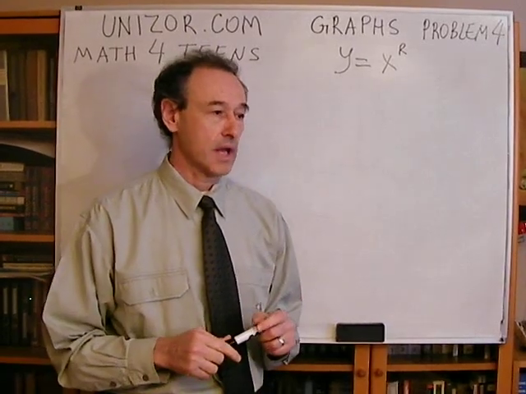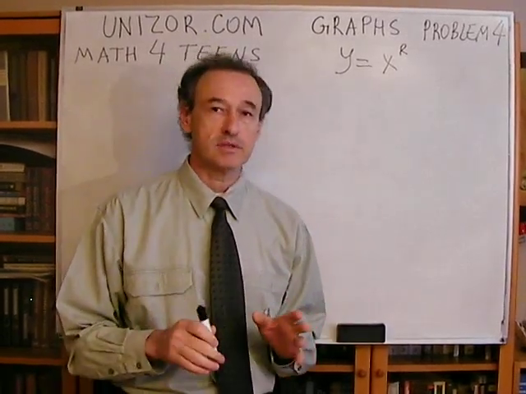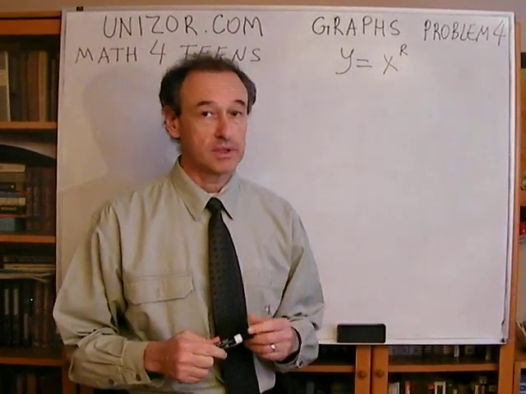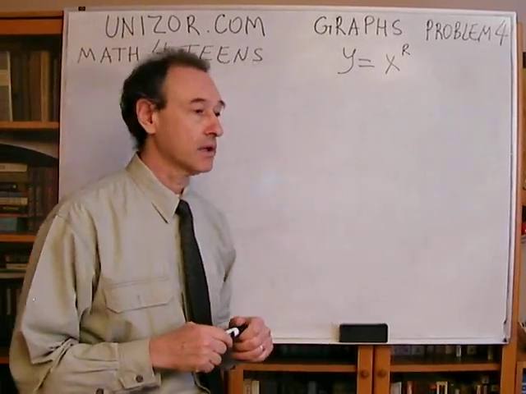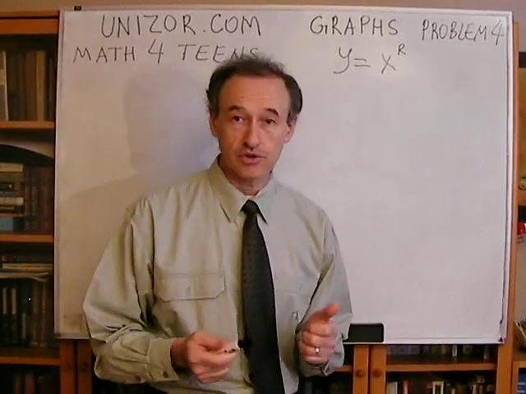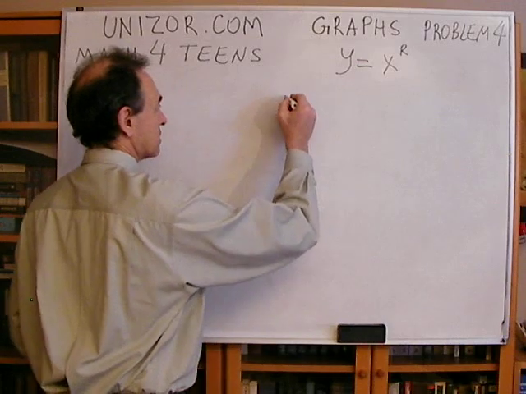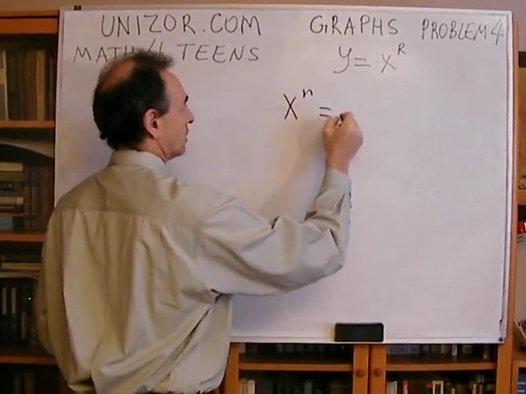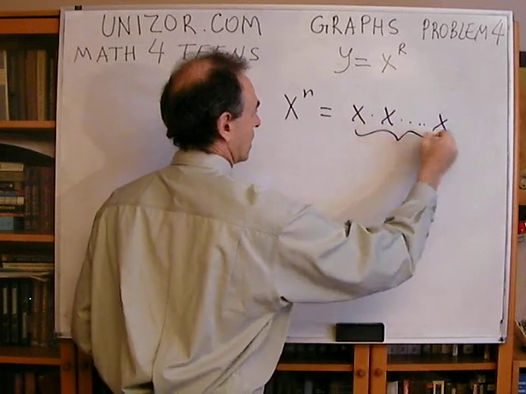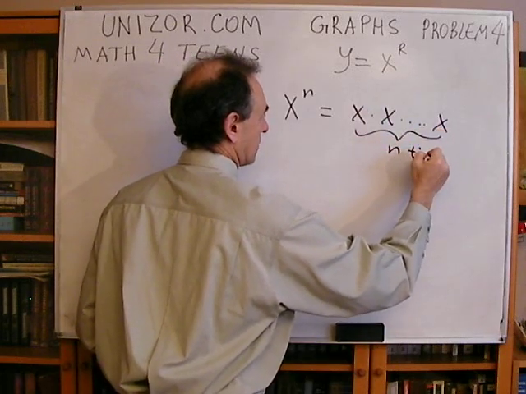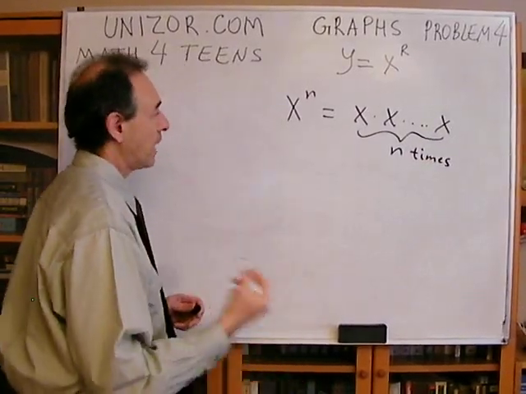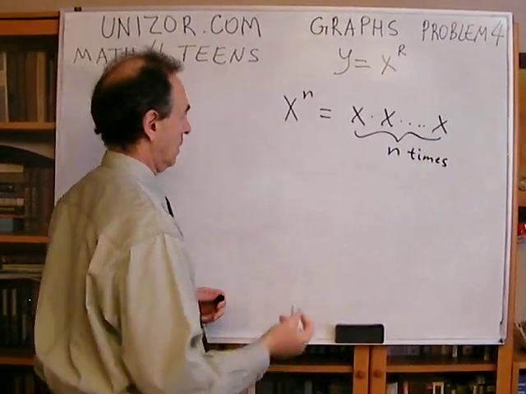Before doing that, let me just spend a couple of minutes on what is x to the power of r, where r might be different. Primarily, we all know what it is if r is an integer number. Obviously, x to the power of n is x times x, etc., times x, n times. Everybody does know that.